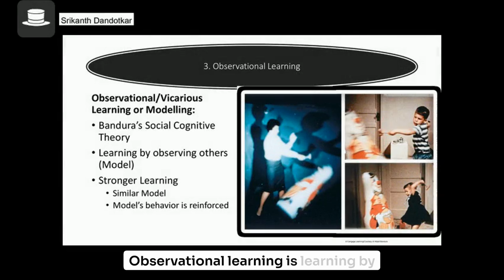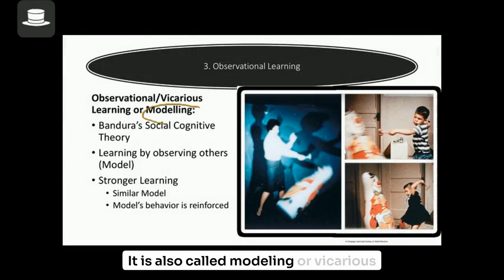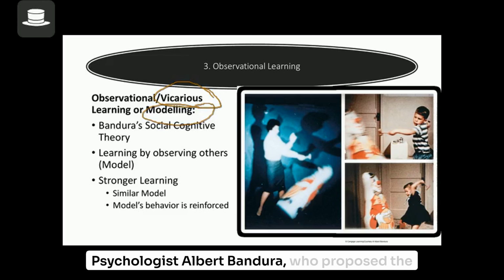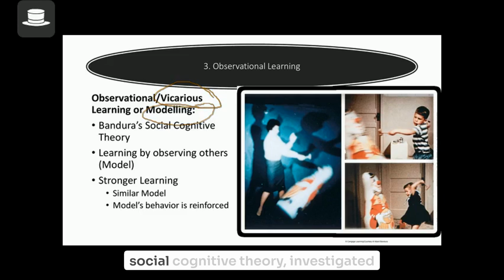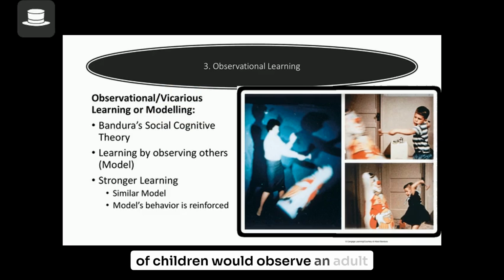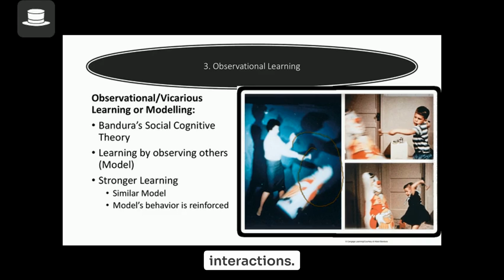Observational learning is learning by observing others. It is also called modeling or vicarious learning. Psychologist Albert Bandura, who proposed the social cognitive theory, investigated observational learning. In his popular Bobo doll experiments, one group of children would observe an adult interacting violently with the doll named Bobo, while the other group would watch regular interactions.